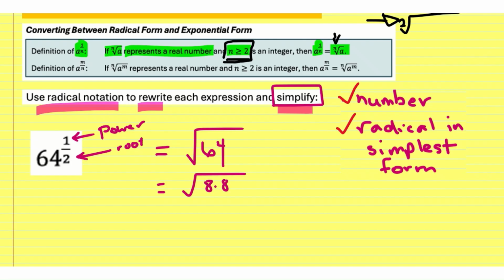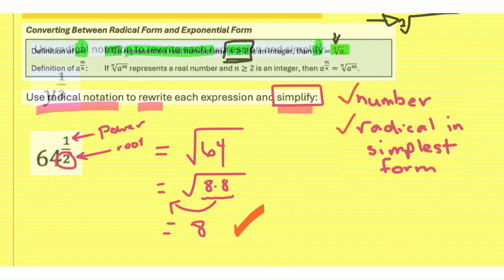Well, 8 times 8 equals 64, and that is a pair of roots, which we're looking for. A square root means we're looking for pairs. So that means that the 8 comes out to represent the pair. So therefore, the final answer here, 64 to the 1/2 power is equal to the square root of 64, which is also equal to 8.